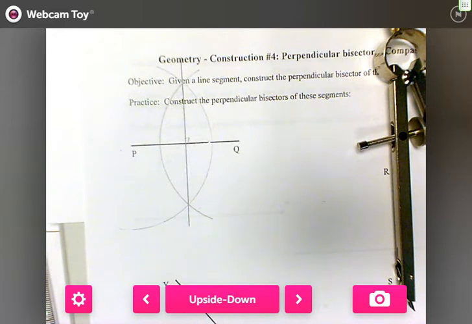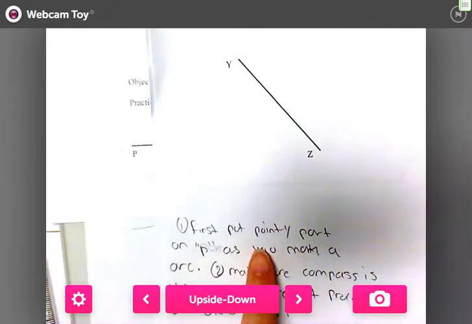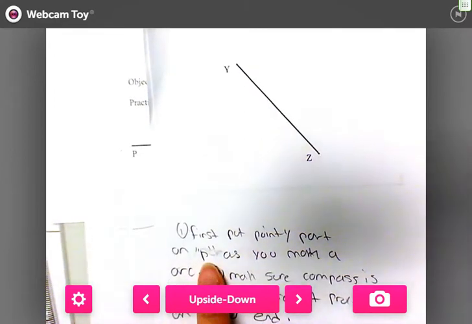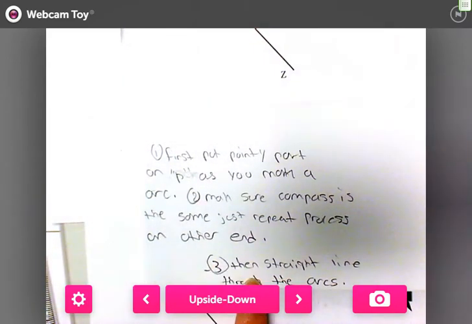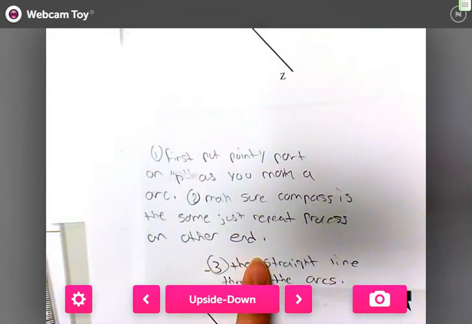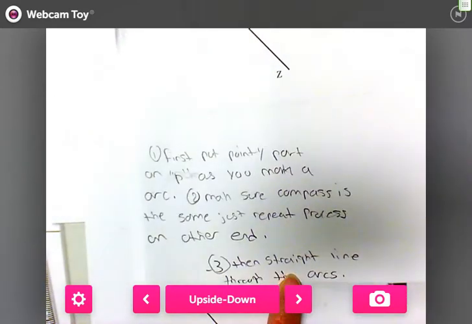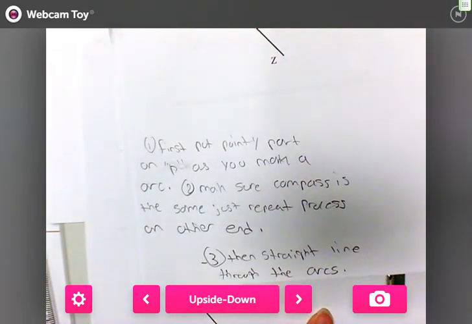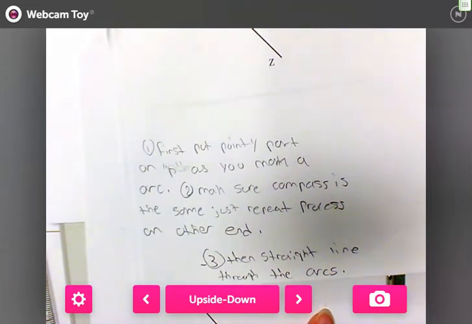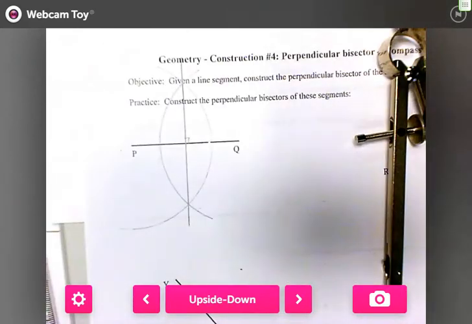All right, so here we have somebody's points. First, put pointy part on P as you make an arc. Second, make sure compass is the same. Just repeat the process on the other end. Third, the straight line through the arcs. That's perfect. This person's going to know exactly what to do when they come back to this on Friday. Is it the exact same as yours? Probably not, but it still works, right?